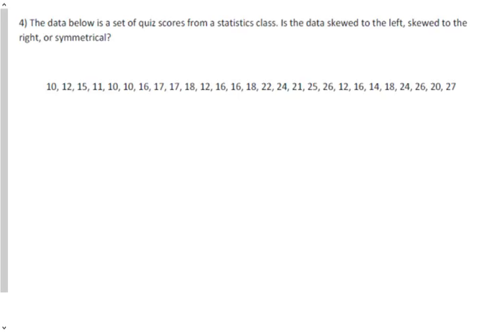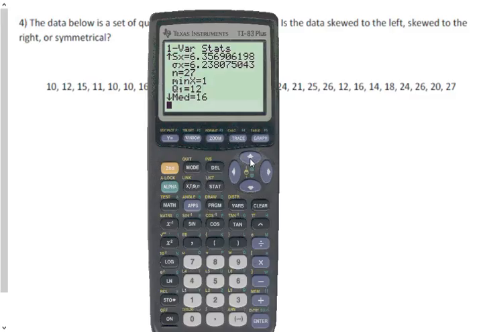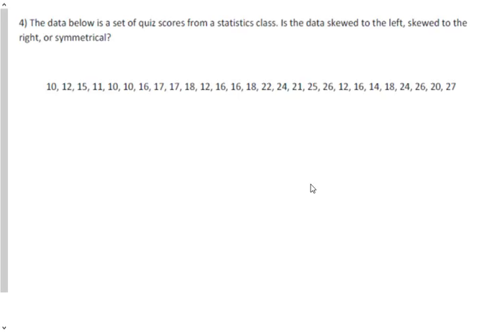All right, so I have all my data in, and we'll go to calculate, and we just want one variable stat. So it tells me that the mean is 16.7. If I come down here, the median is 16. So 16 versus 16.7, let's write that out so we can see it. 16.77 versus 16. This was median. This was mean.